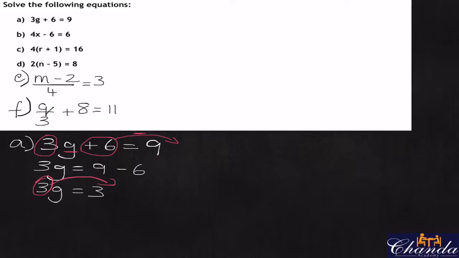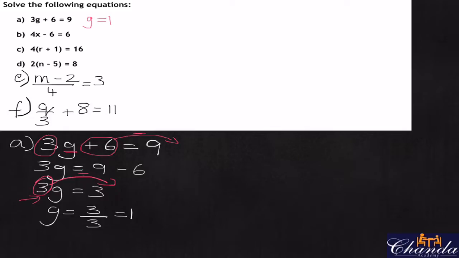That makes it into a division, because remember, this is 3 times g on this side, and the opposite of times is division. So when we take the multiplication to the other side, it becomes a division. So that turns it into g equals 3 divided by 3, which is equal to 1. So the solution to 3g plus 6 equals 9 is g equal to 1.